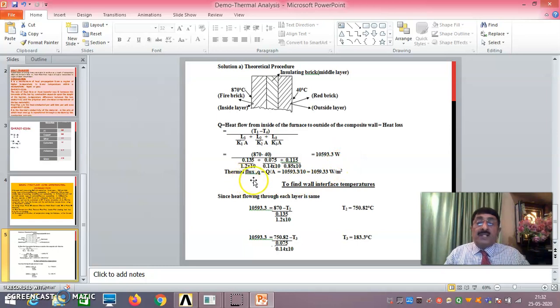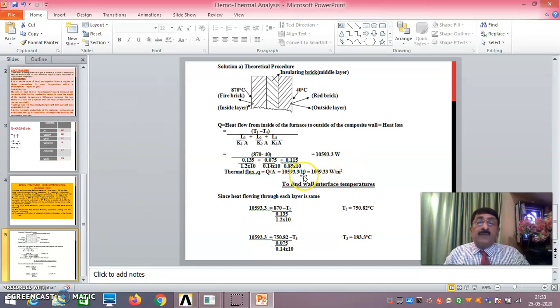But actually thermal flux is Q by A. Okay, thermal flux small q is Q by A. That is why 10,593.3 watts divided by 10 is 1059.33 watt per meter square, because it is a heat transmitted per unit area. Heat transfer or heat loss per unit area. In that way, heat loss to the surrounding per unit area will be watt per meter square.